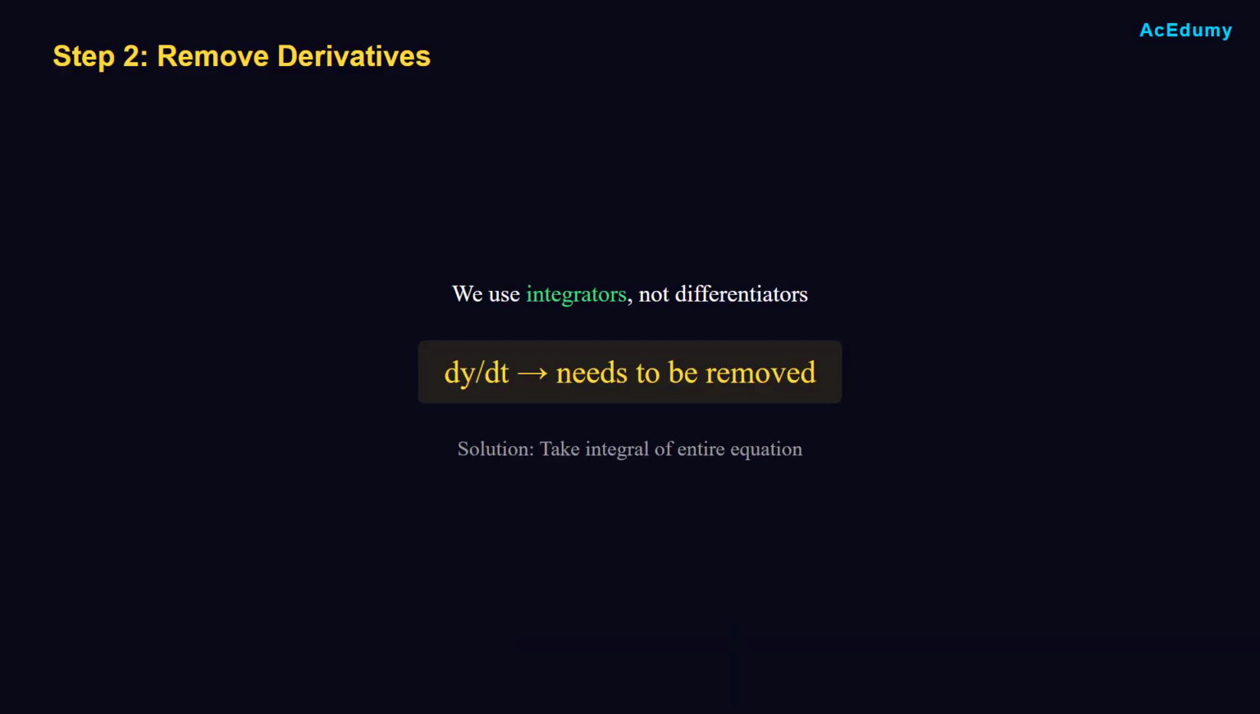Remove derivatives. Why? Because in block diagrams we use integrators, not differentiators. The equation has dy/dt, which is a first-order derivative. To remove it, we take the integral of the entire equation.